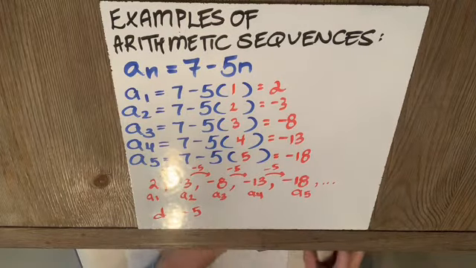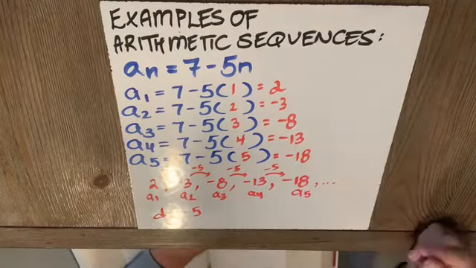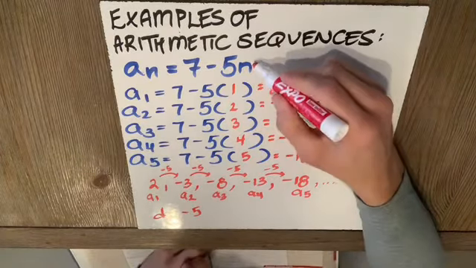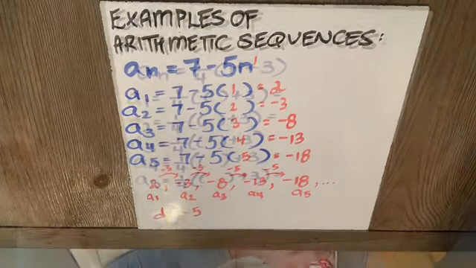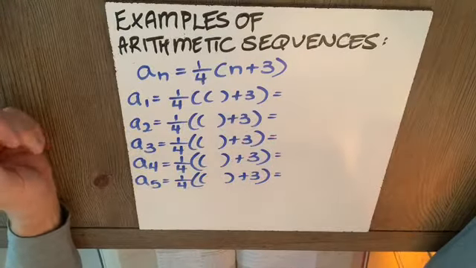So my common difference is -5, and I confirm that I have an arithmetic sequence. But I knew that immediately when my exponent there was 1. It's linear. Here's yet another arithmetic sequence.